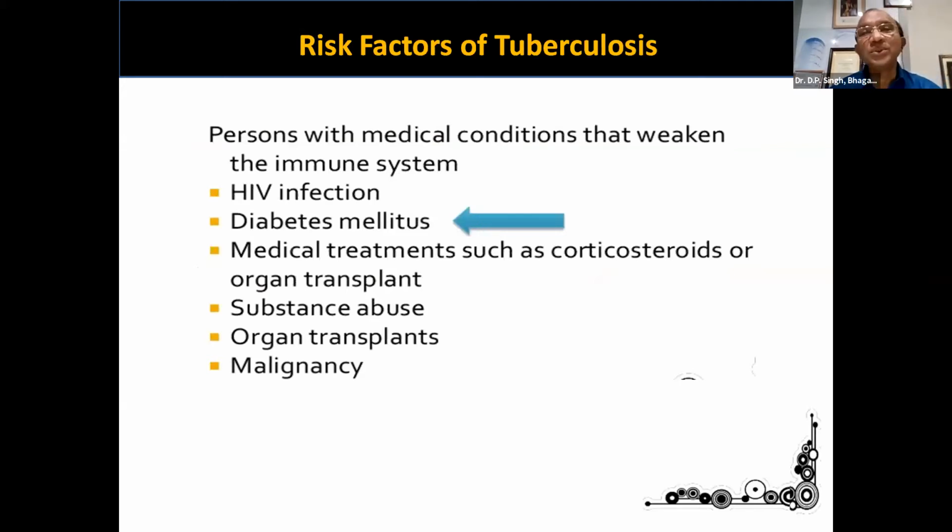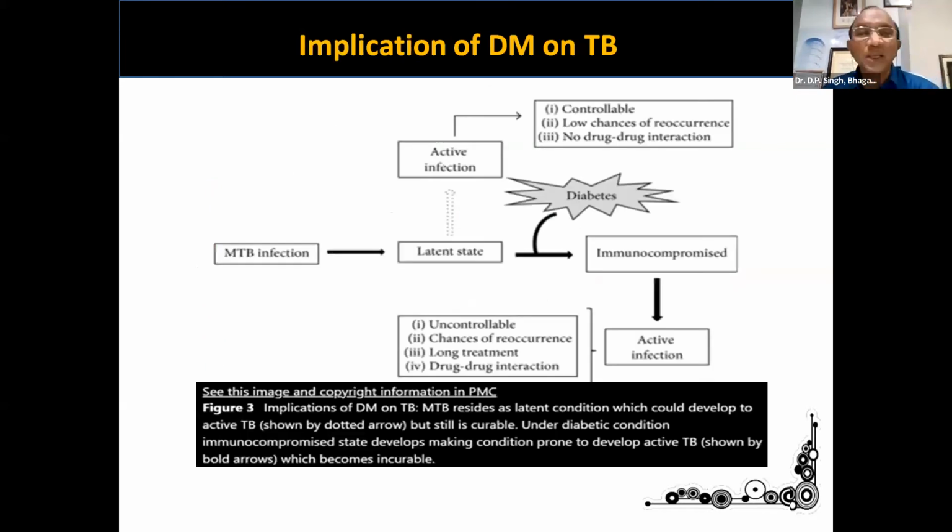You know that there are many risk factors, but apart from HIV, diabetes is a very dominant risk factor, increasing the prognosis and pathogenesis of tuberculosis. Whenever infection with tubercle bacillus enters our body, it may go into a latent state. Out of a lifetime, 10% of people can get active tuberculosis, but this tuberculosis can be controlled. There will be low chances of recurrence, no drug interaction, and fewer chances of MDR tuberculosis.